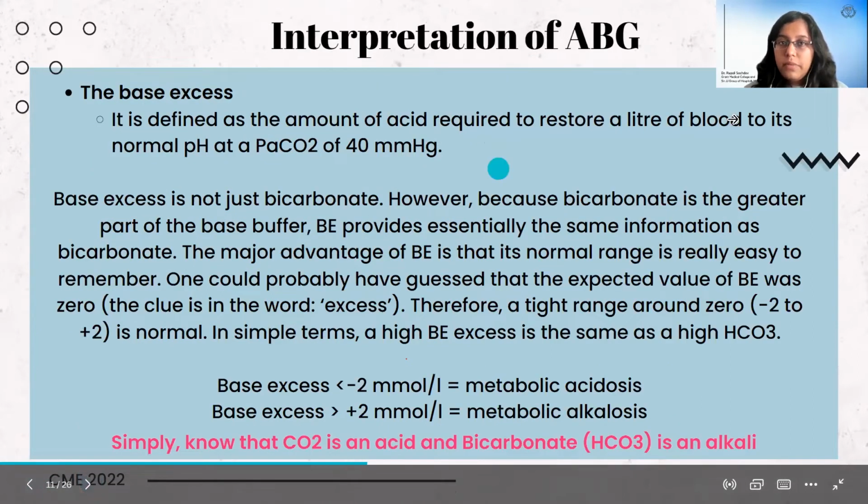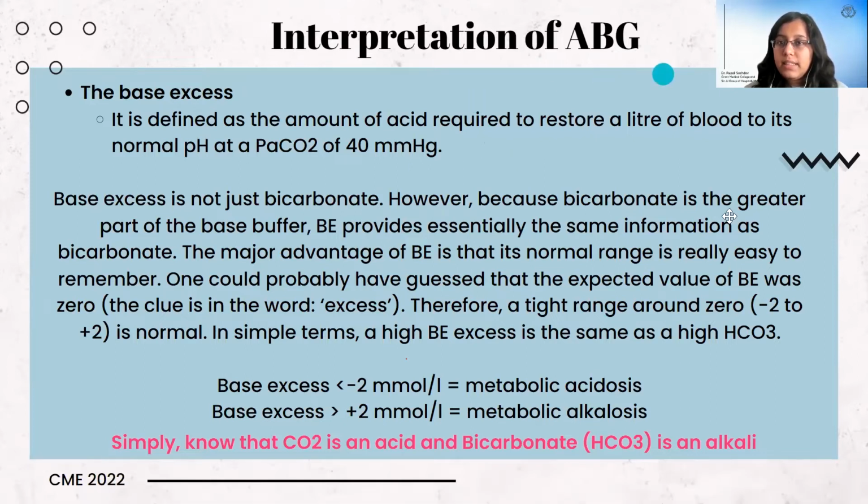Okay. Fifth step. What is base excess? Base excess is the amount of acid that is required to restore a liter of blood to its normal pH. Basically, what it means is it is equivalent to your bicarbonates. If you think about it in simple terms, your base excess is how much bicarb is in your body. This is what this whole paragraph explains.